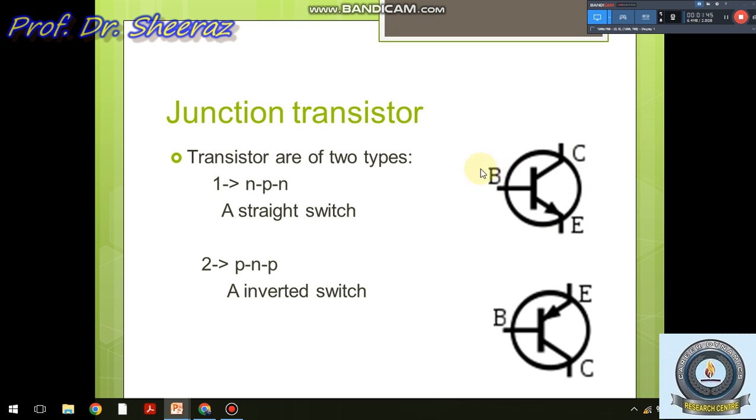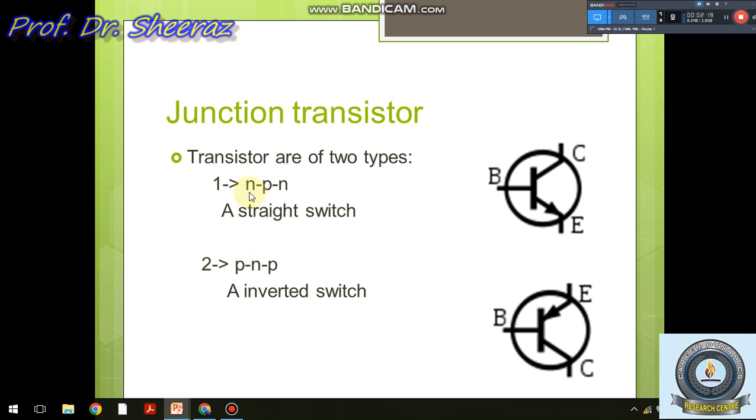So base is a junction between collector and emitter. Collector, as the name indicates, is collecting the electrons, and E or emitter is emitting the electrons. Base is acting as a small material, as an interface between the collector and emitter, and it is acting as a junction. So there can be 2 types of junction transistors. One is called the NPN transistor and the other is called the PNP transistor.